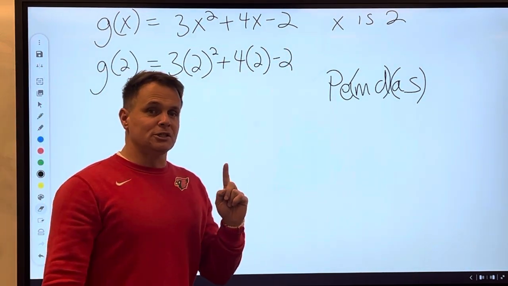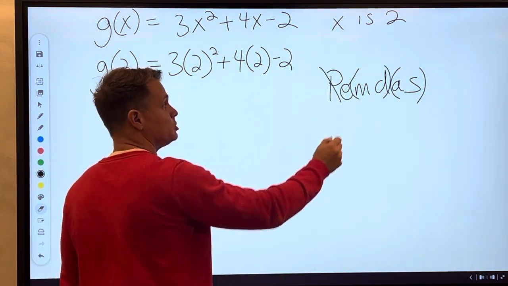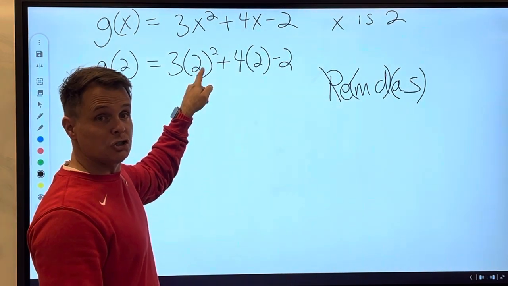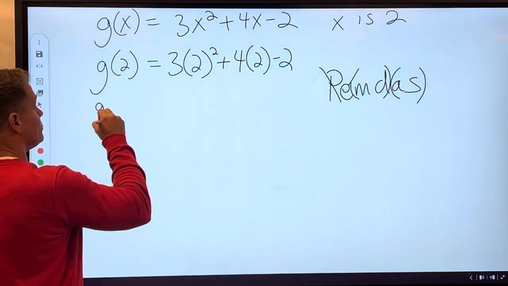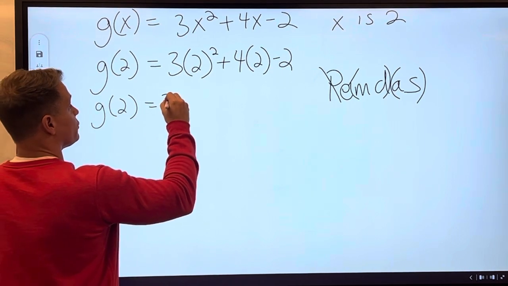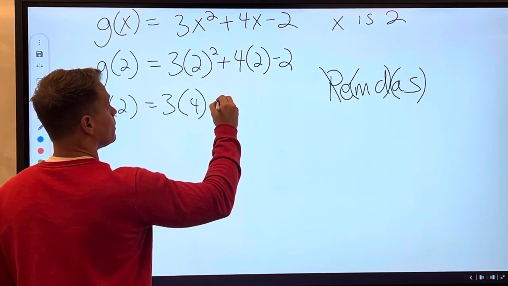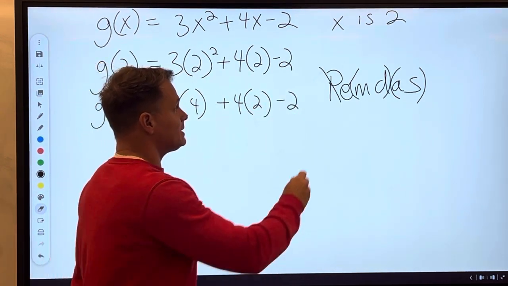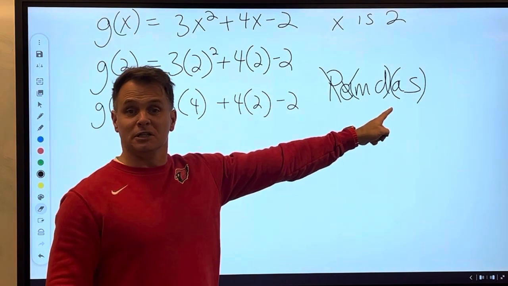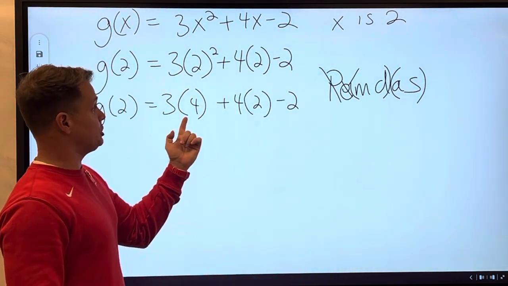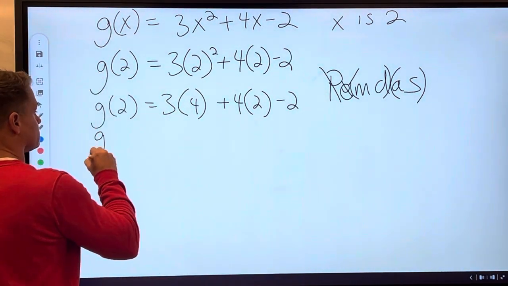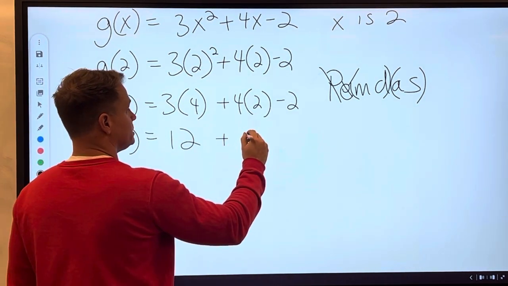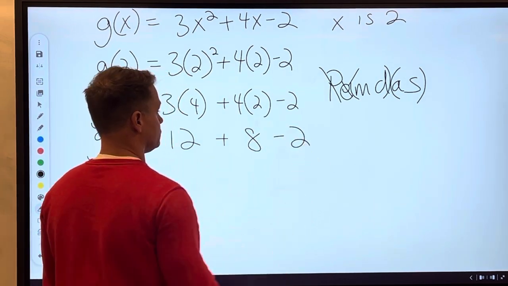The order of operations tells me to do parentheses. There's no parentheses. The next thing it tells me to do is an exponent. There is an exponent. 2 squared is 4. So I'm going to put that down first. 3 times 4 plus 4 times 2 minus 2. The next thing it's going to tell me to do is multiplication and division, left to right. I see some multiplication here and here. So I got 3 times 4 is 12. 4 times 2 is 8 minus 2.